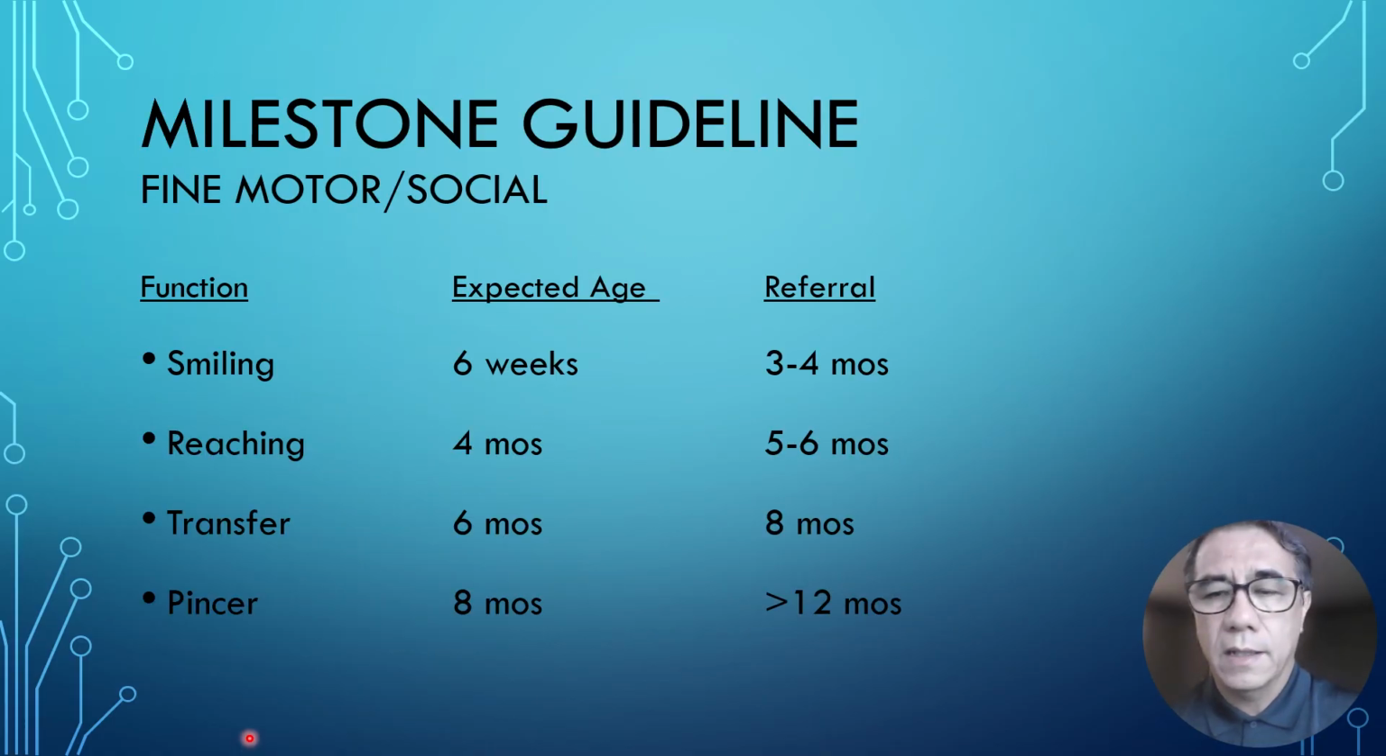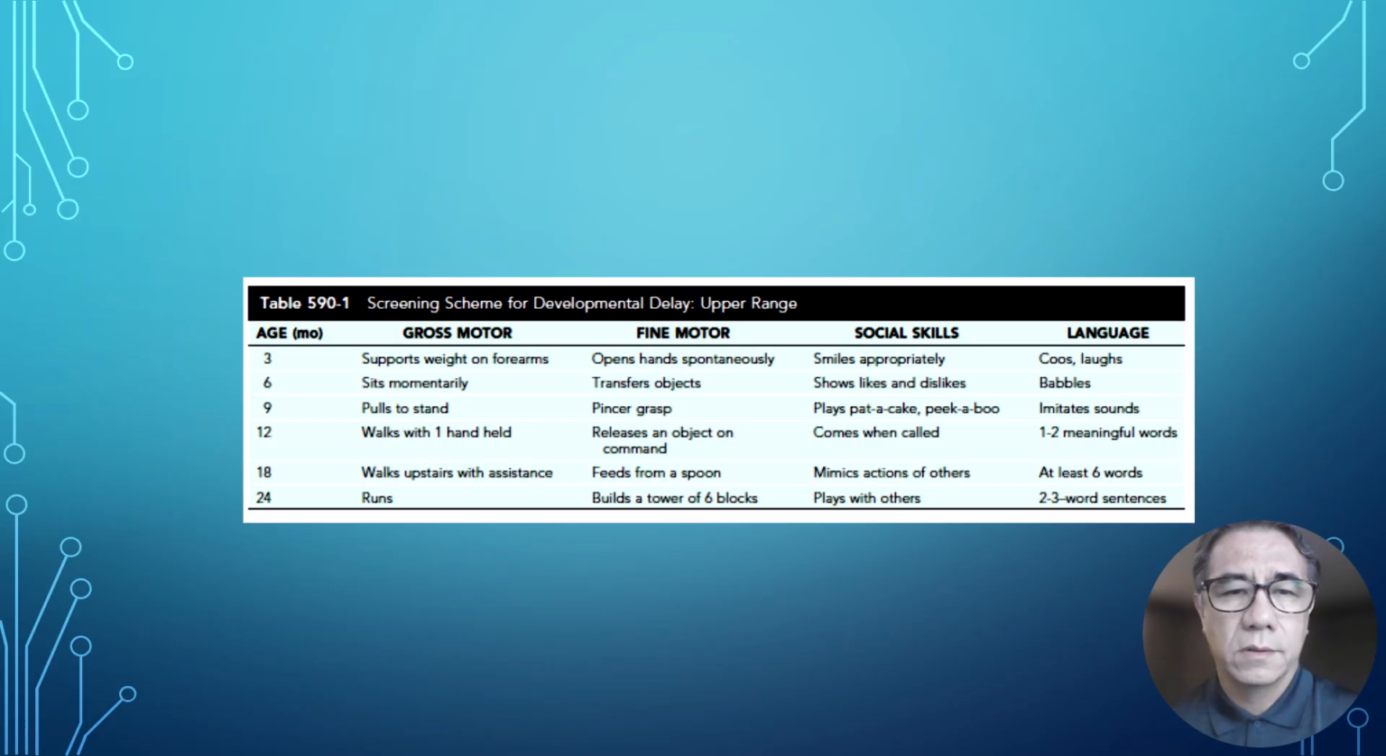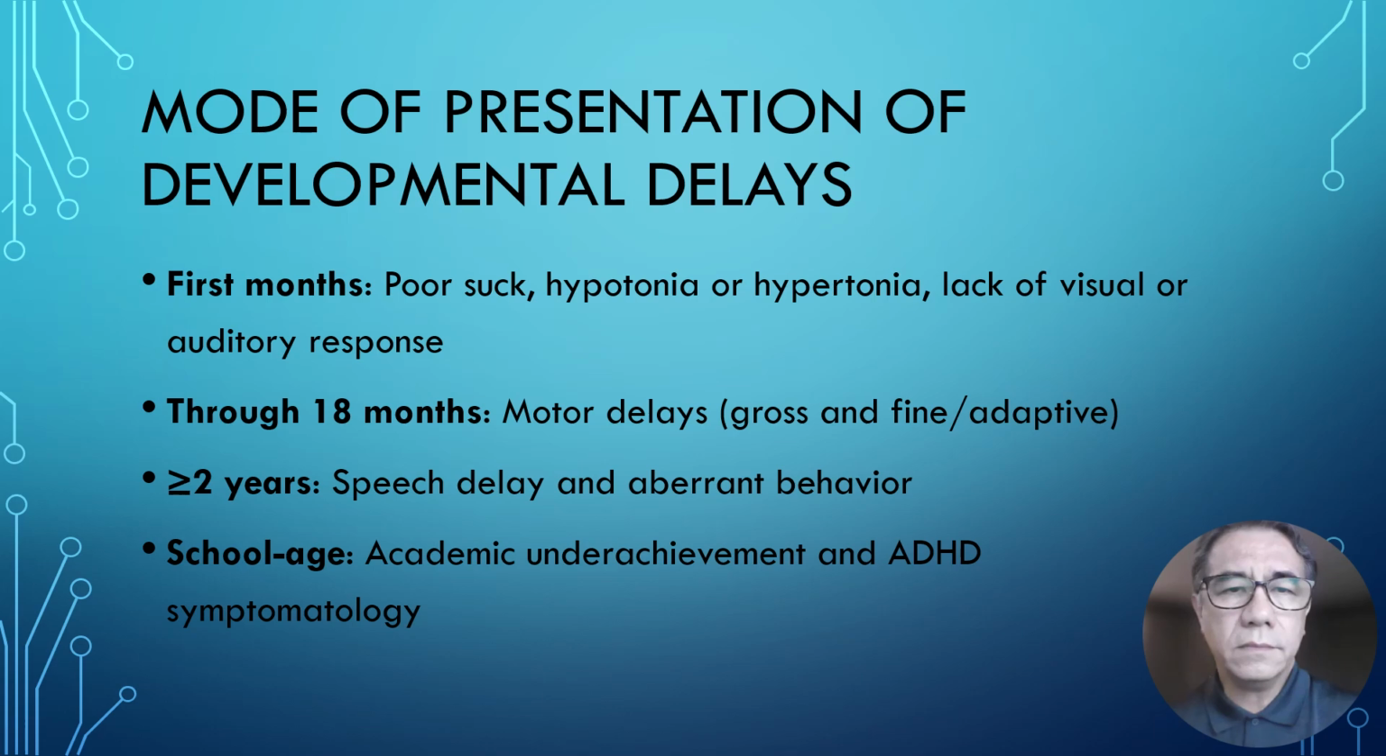So again, hand in hand with the neurological examination is your assessment of developmental milestones. You have gross motor, fine motor, social skills, and language. And any type of developmental delay during the first 2 years of age should be part and parcel of one's evaluation of a child suspected to have any kind of neurological disorder.